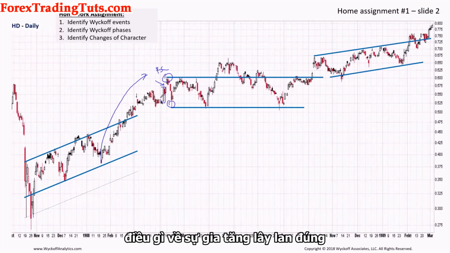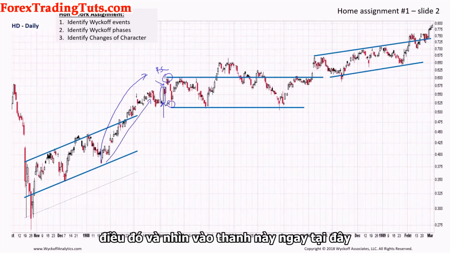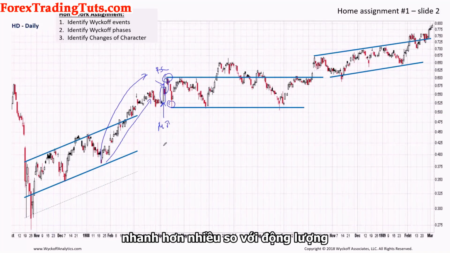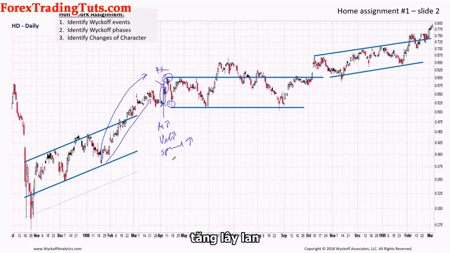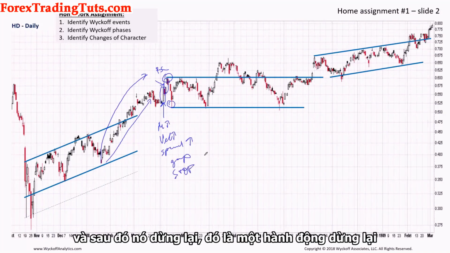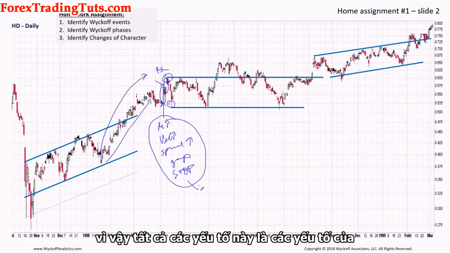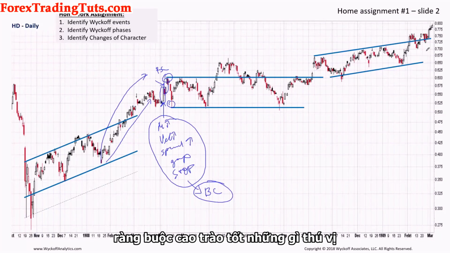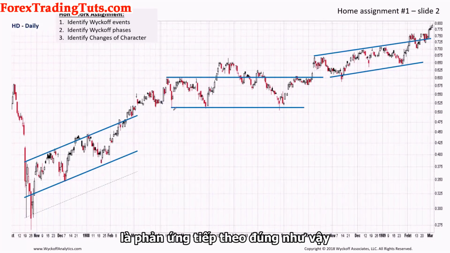What about the spread increase? Right. Look at how the price moves prior to that, and look at this bar right here. Something is different in the way it moves now. So faster. Much faster. So momentum increase, velocity increase, spread increase, gap to the upside, and then it stops. It's a stopping action. So all of these are elements of the climactic action, in this case a buying climax.